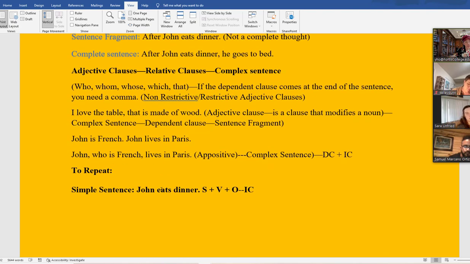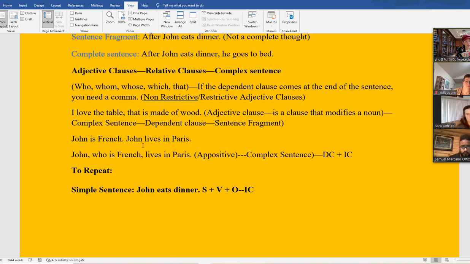Then it changes. As soon as you have an adjective clause or relative clause, who, whom, whose, which, that, then the rules change. If a who, whom, whose, or which clause is at the beginning of the sentence, you have two commas. And if it comes at the end of the sentence, you have one comma. For adjective clauses, that's because the whole clause modifies the noun. For example, I love the table that is made of wood. So that is made of wood modifies table. And since it comes at the end of the sentence, we use one comma.